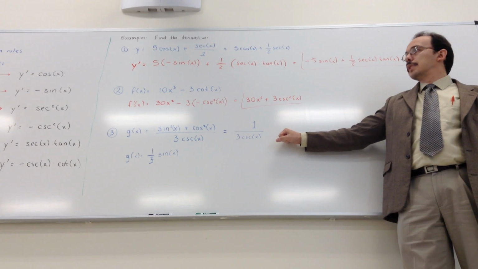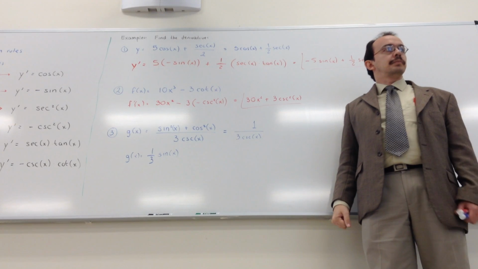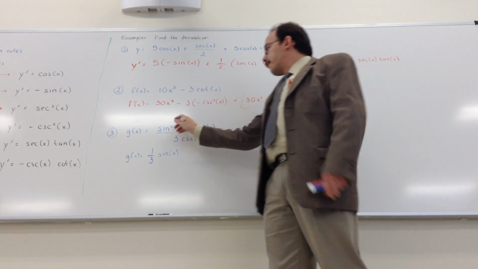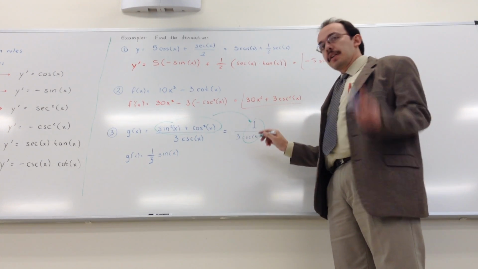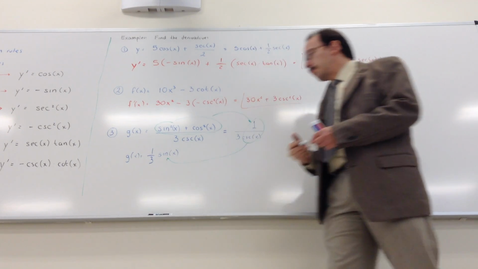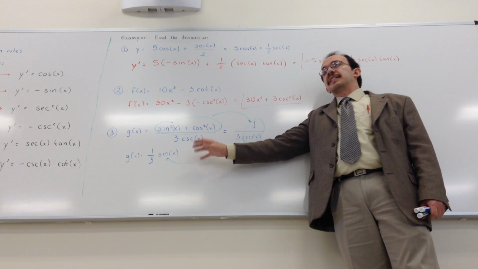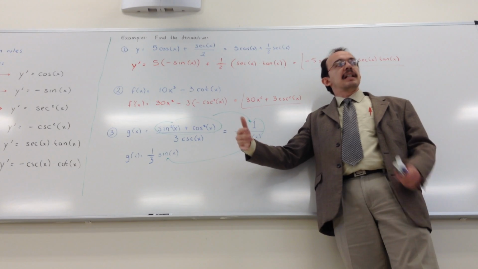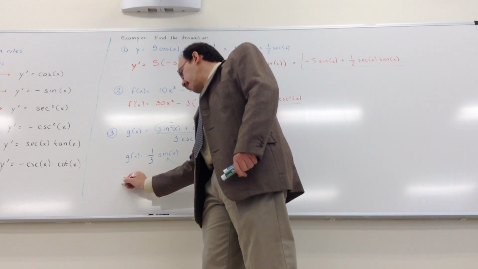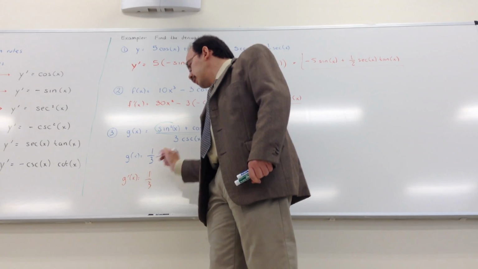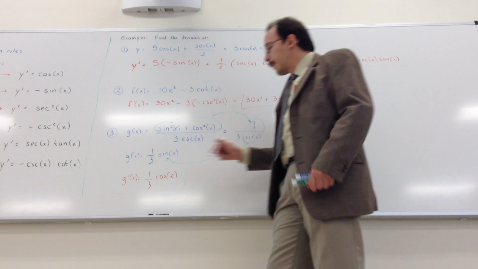You can put it over 3 and it's fine. That is identity. From here, this is a formula. And then from this, to this, the formula. This is not my answer yet. This is just the same function but simplified. Now the derivative, now it's easier. So derivative g prime of x is going to be 1/3 cosine of x. And that's the answer. Okay?